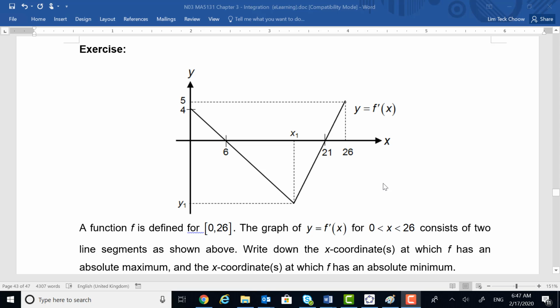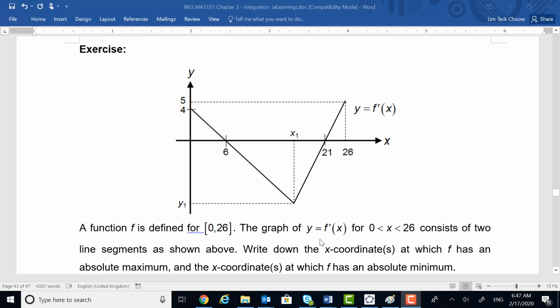Let's look at this exercise wherein you are given the graph of y equals f'(x). In this graph, it's made up of two straight lines, 1 and 2. In this question, you are required to find the x coordinates that give f its absolute maximum, and the x coordinates that give f its absolute minimum.